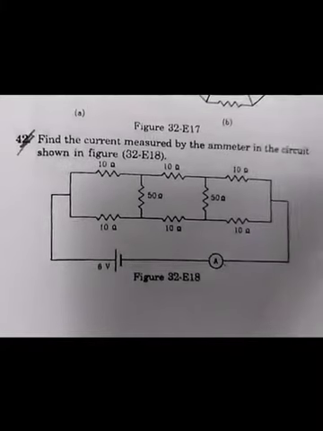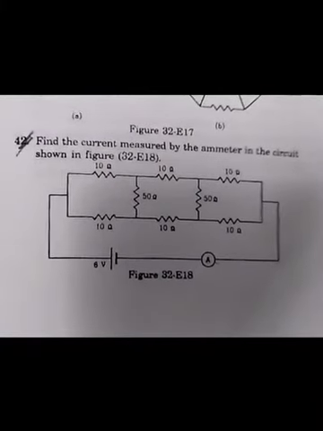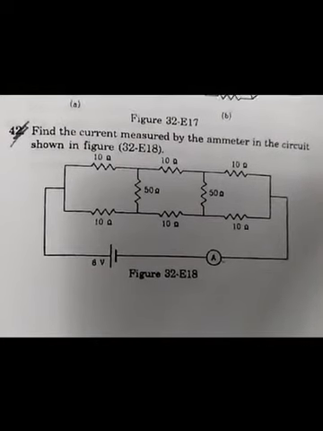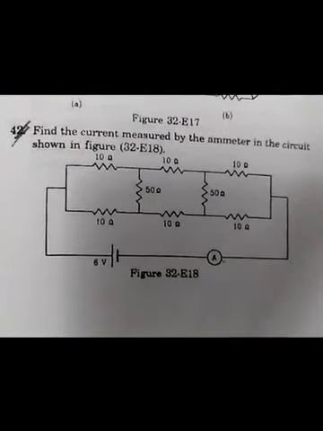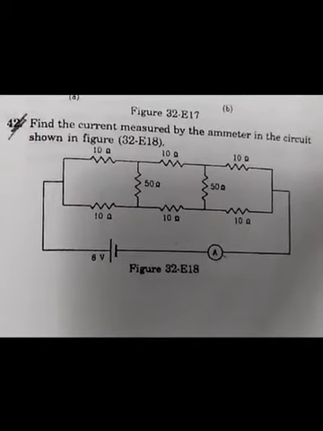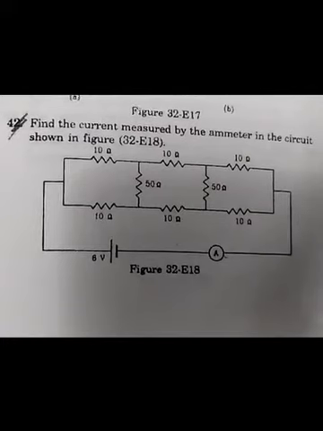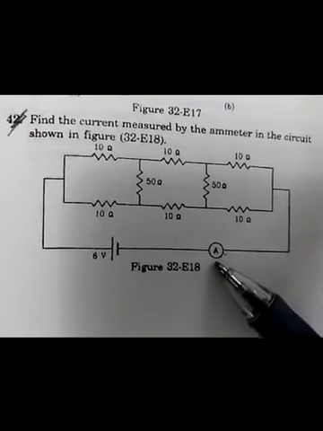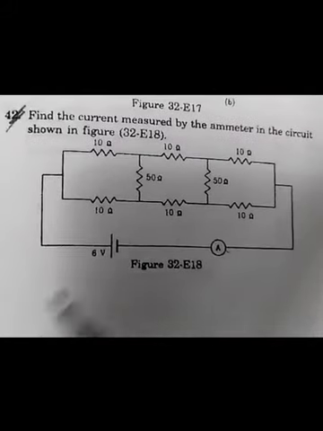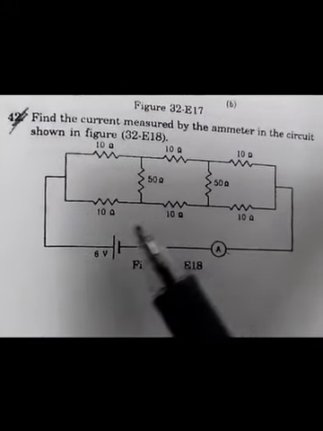ये प्रॉब्लम है. This problem is from H.C. Verma in Current in Conductors, chapter number 32 in the physics. And we need to find the current measured by this ammeter, this ammeter here, in the circuit shown in this figure. We have a 6-volt battery and it looks like the circuit is complicated.